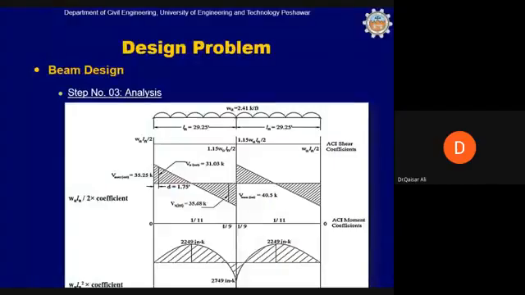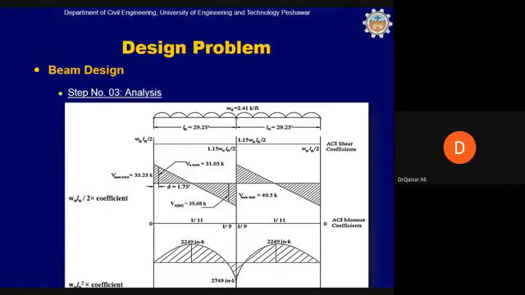Now I will ask you to take a few minutes and look at this analysis diagram, shear force and bending moment diagram. Please draw these bending moment diagrams and shear force diagram from this slide yourself on your sheet. Then I will ask you to design the beam for flexure first, and then for shear. I'm sitting here. If you have any question, you can ask. But first of all, draw the shear force diagram and bending moment diagram on your sheets. Start working on this.